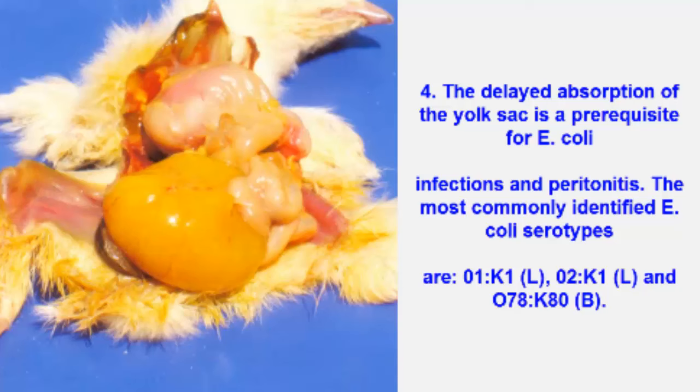4. The delayed absorption of the yolk sac is a prerequisite for E. coli infections and peritonitis. The most commonly identified E. coli serotypes are O1:K1L, O2:K1L, and O78:K80B.